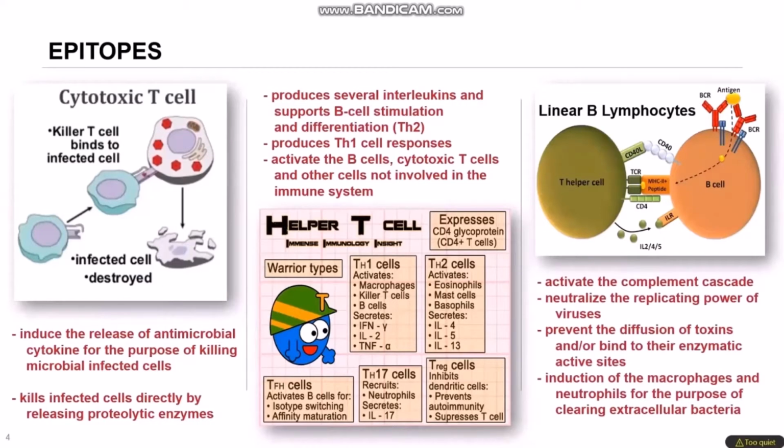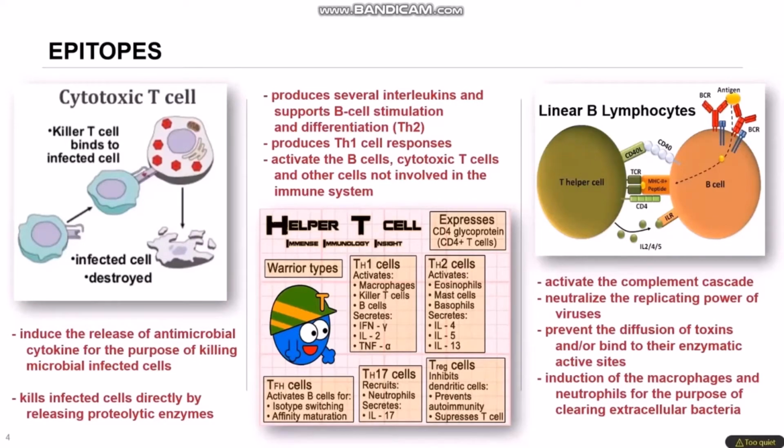Antibodies play vital roles in the control, including the prevention and complete removal or destruction of both extracellular and intracellular pathogens, as well as in response to vaccination. It activates the complement cascade, it neutralizes the replicating power of viruses, it prevents the diffusion of toxins and binds to their enzymatic active sites, and it also induces macrophages and neutrophils for the purpose of clearing the extracellular bacteria.